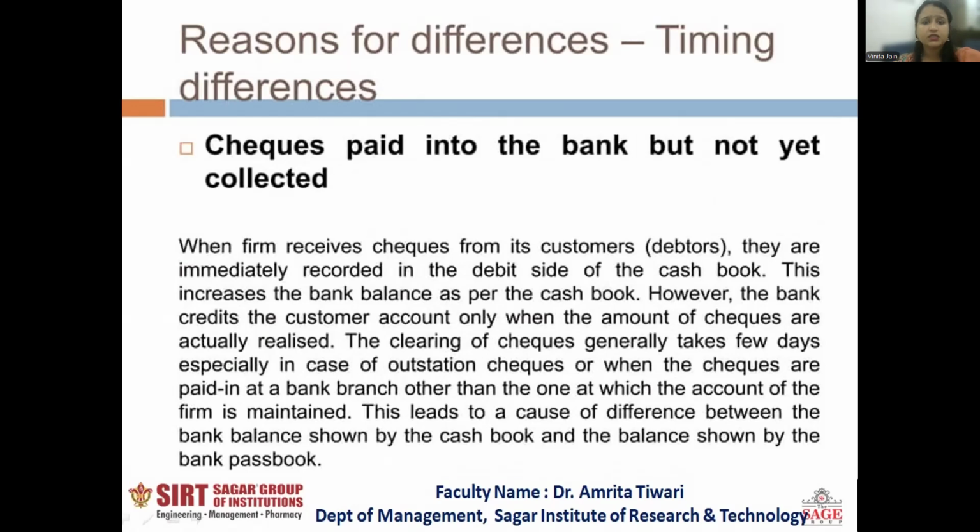Cheques paid into the bank but not yet collected. When the firm receives a cheque from customers, it is immediately recorded on the debit side of the cash book, and this increases the bank balance as per the cash book. However, the bank credits the customer's account only when the amount of the cheque is actually realized. The clearing of cheques generally takes a few days, especially when cheques are paid at a bank branch other than the one at which the firm's account is maintained. This causes a difference between the bank balance and the cash balance.